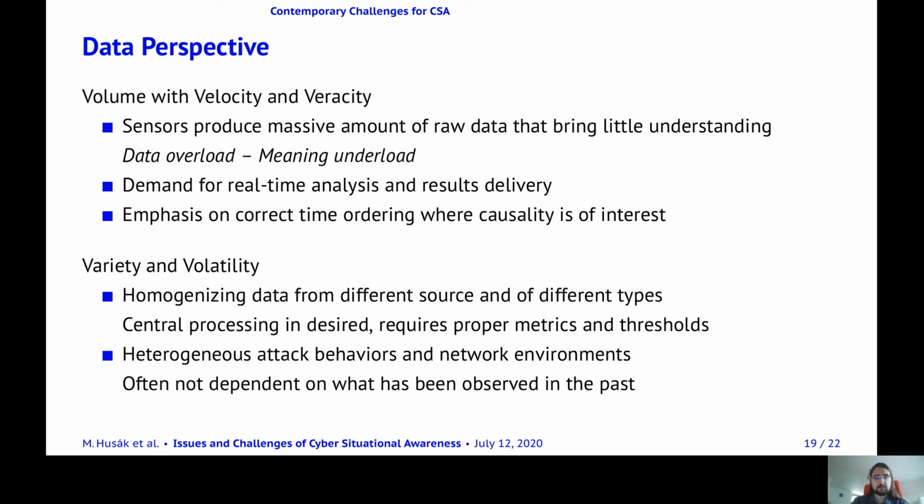Second, we have variety and volatility, where the problem is that we have to homogenize data from different sources and of different times. Well, central processing is desired, but requires proper metrics and thresholds all around. Our problem is, typically, metrics and thresholds are set at particular sources of data. Also, attack behaviors are heterogeneous, network environments are heterogeneous, and we cannot depend on what has been observed in the past, because the past no longer applies in cybersecurity, and the threat landscape is changing all the time.